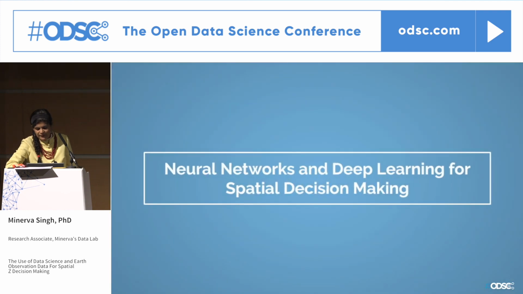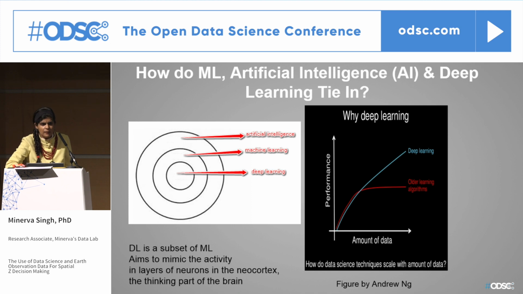After that comes something that we discuss a lot, and I hope to use this in my future research, and that is neural networks and deep learning for spatial decision making. So maybe by next year, I should have more information on this topic. But right now, let us just see how machine learning, artificial intelligence, and deep learning tie in. So artificial intelligence is quite a huge area. It has been in existence since the 1950s. Machine learning is a subset of that, and deep learning falls within the family of machine learning.